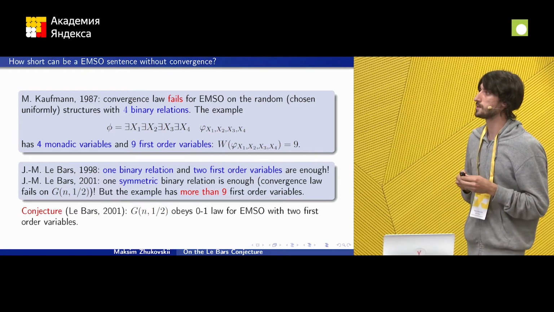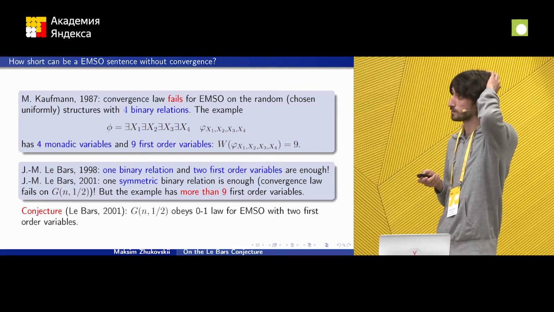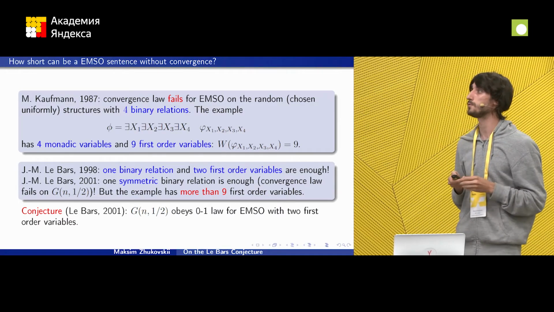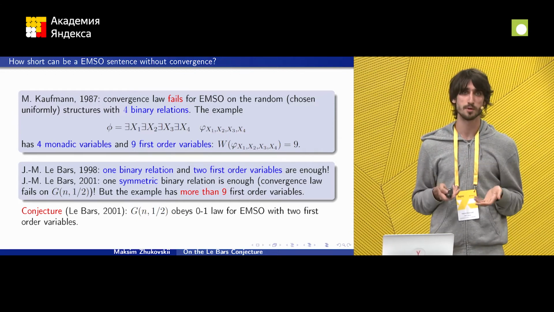And the conjecture is that there is a 0-1 law for such sentences, that G(n, 1/2) obeys the 0-1 law for existential monadic second order sentences with only two first order variables.